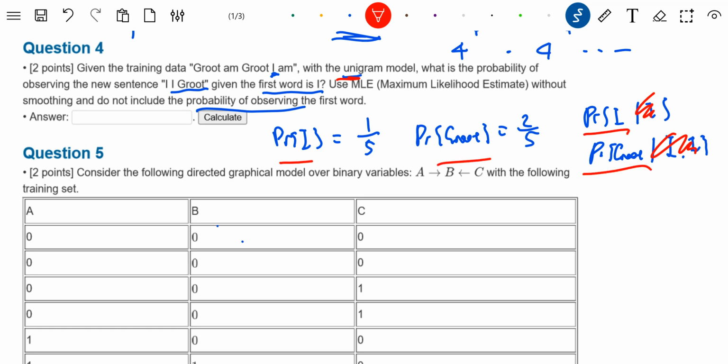We have these two, so the answer is just 3/25. And we're not doing smoothing, so just multiply these two.